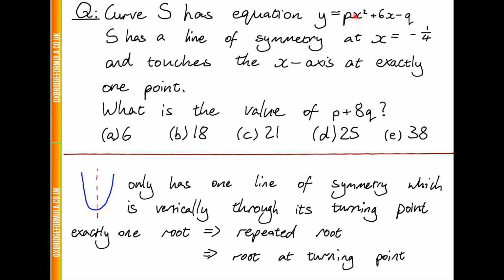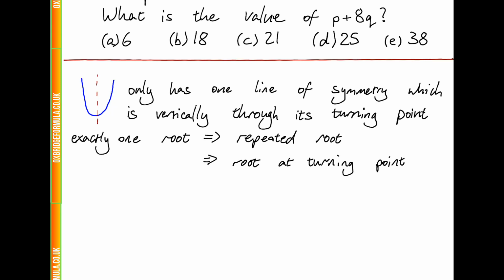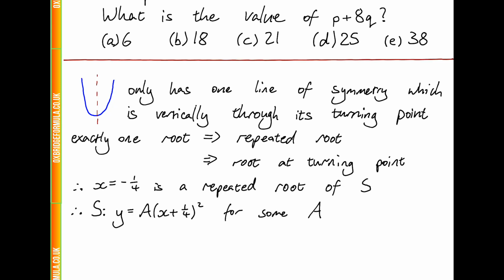So all in all, this information tells us that this expression on the right-hand side has two factors of x plus a quarter, because minus a quarter is a repeated root of this expression. So we can therefore write down the equation for S as some constant times x plus a quarter squared, because we know that it's a quadratic expression, but we don't know the coefficient of x squared, so we're just going to call it some general real number a.